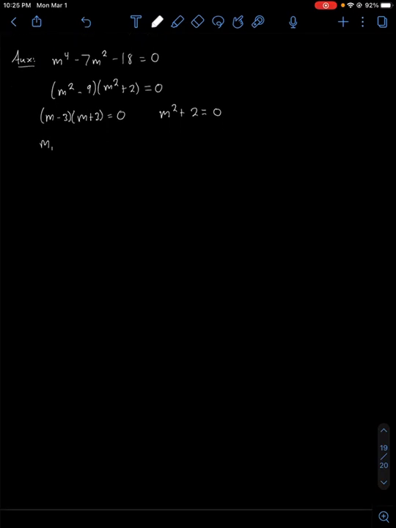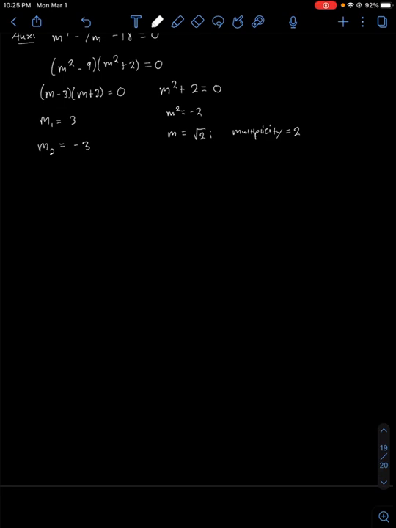Which means I have m1 equals 3, m2 equals minus 3, and then this is going to be m squared equals minus 2, then m equals root 2 i with multiplicity of 2. And this is m3.